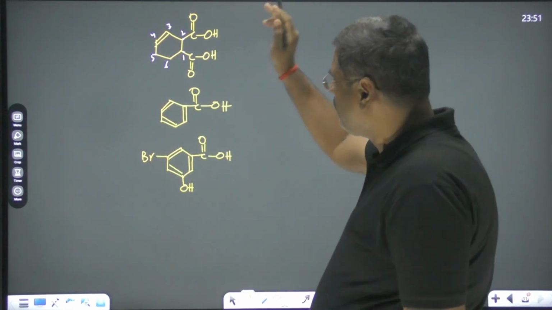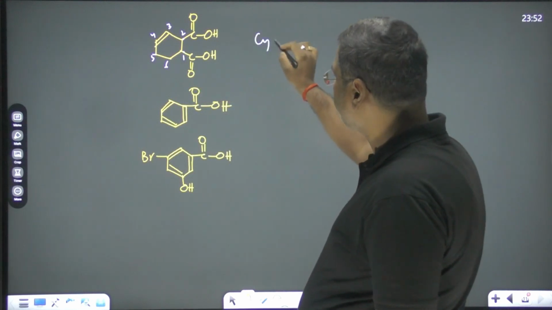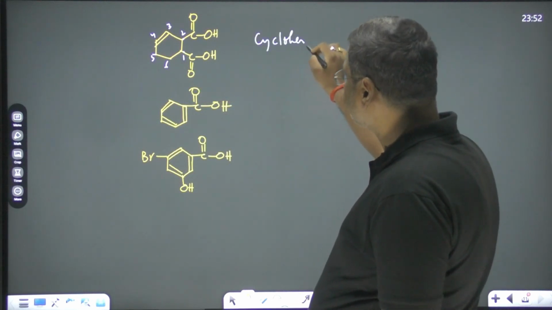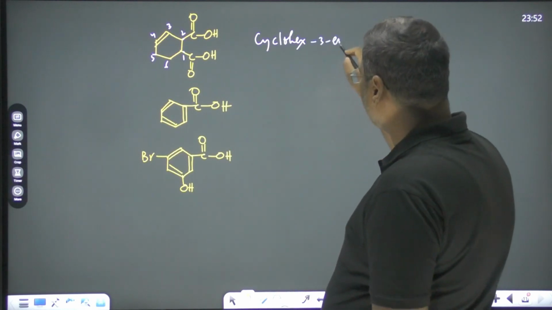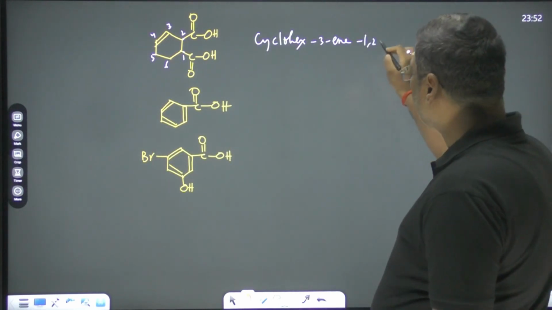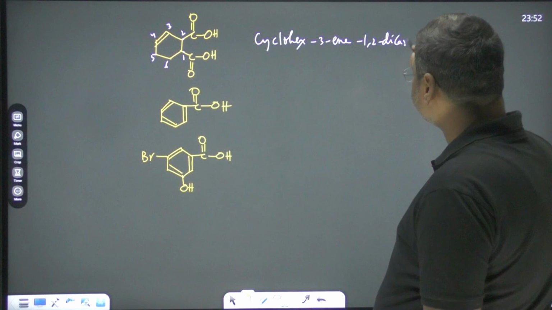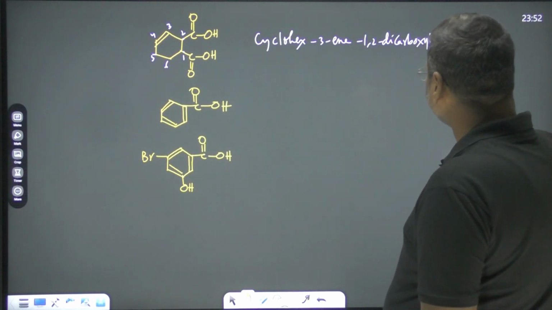And so we prepare this way of numbering and we say cyclohex-3-ene-1,2-dicarboxylic acid. Dicarboxylic acid. Yes.